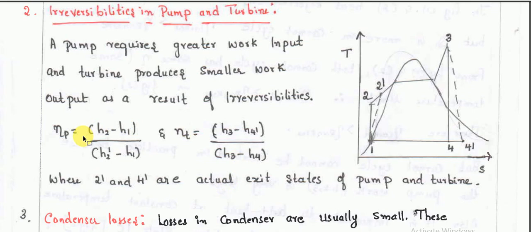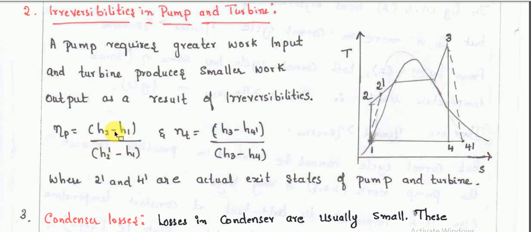For the pump, we know that the amount of work done should be less, because it is a power consuming device. H2 minus H1 should always be less because it is a power consuming component, while H2 dash minus H1 will always be more.